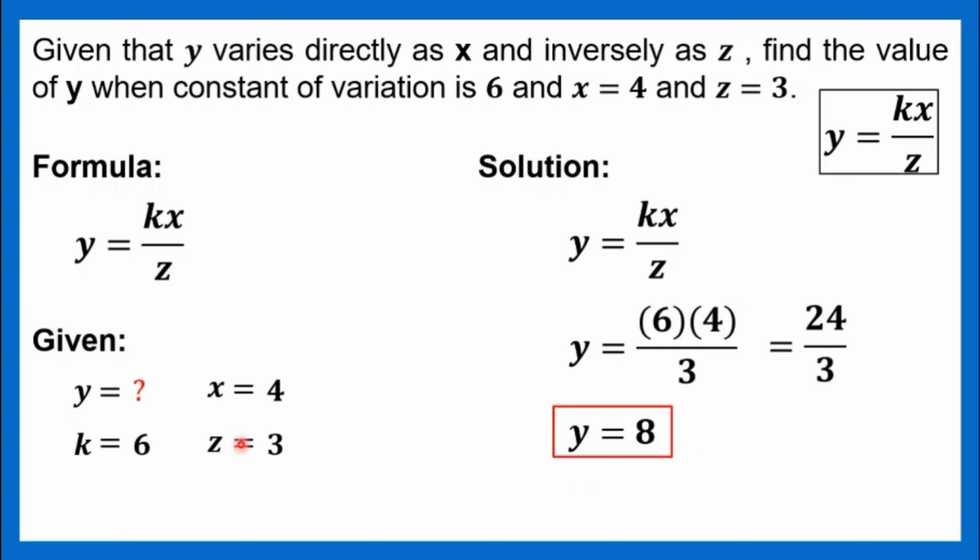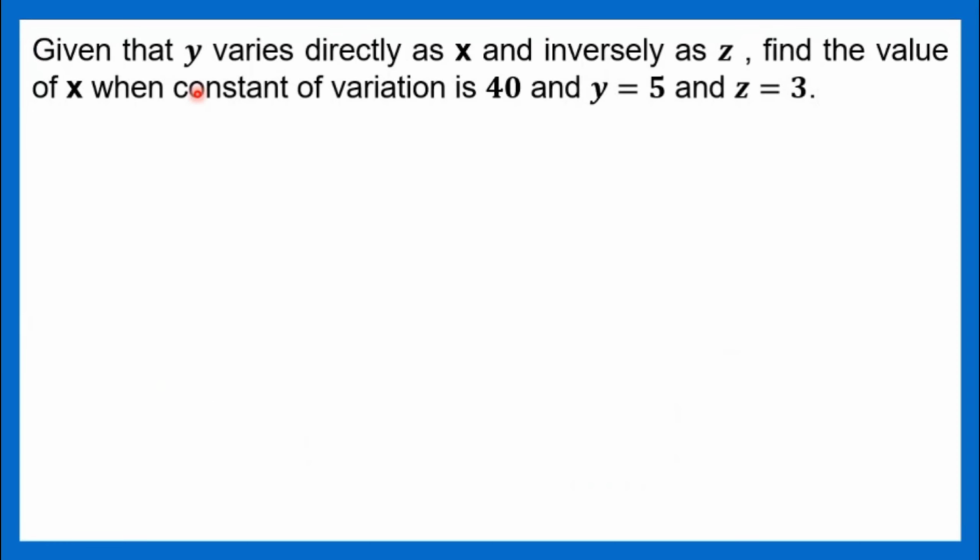Alright, sige, let's have another problem. Given that y varies directly as x and inversely as z, find the value of x, ang nawawala, whence the constant of variation is 40 and y is 5, z is 3. Ayan. Let's try to solve this one. Again, first thing you have to do is to translate this statement: y varies directly as x and inversely as z. So, ganun pa rin yan.